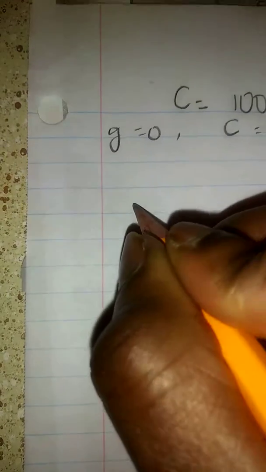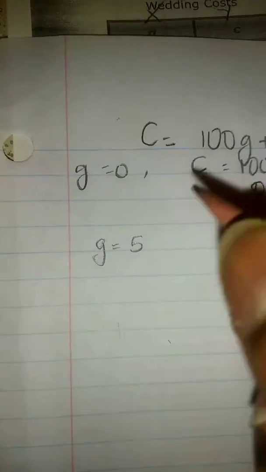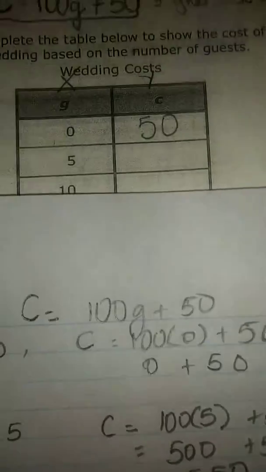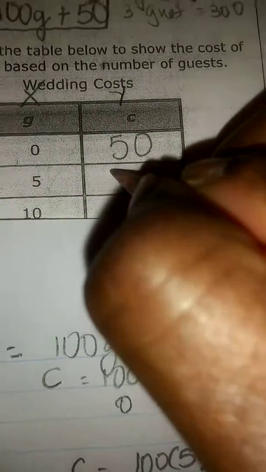When g is equal to 5, c should be 100 times 5 plus 50. 100 times 5 is 500 plus 50, and we get 550. So I substitute that into this section of the table.